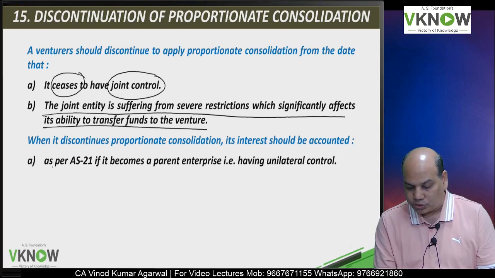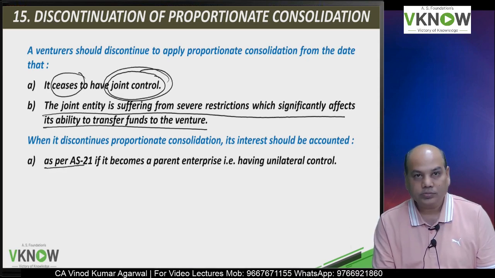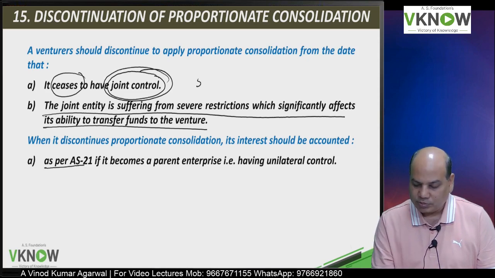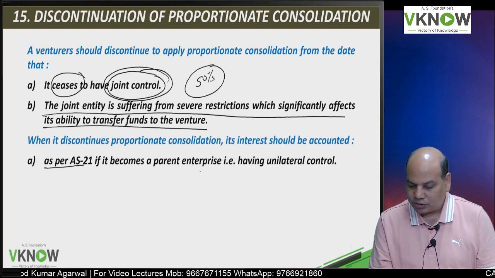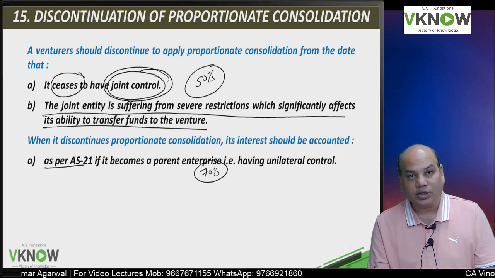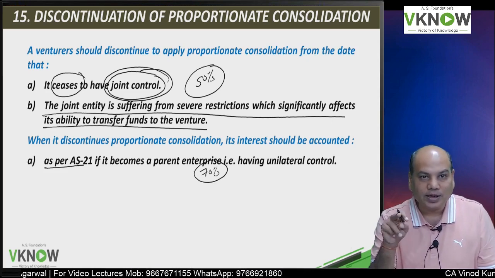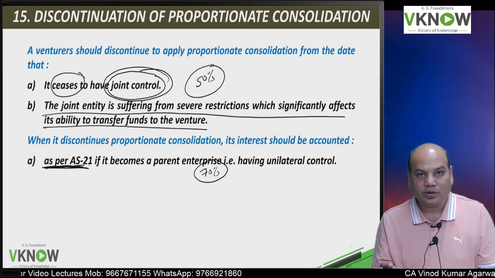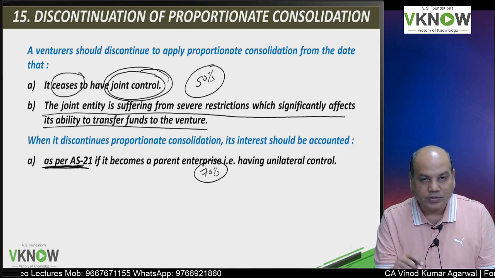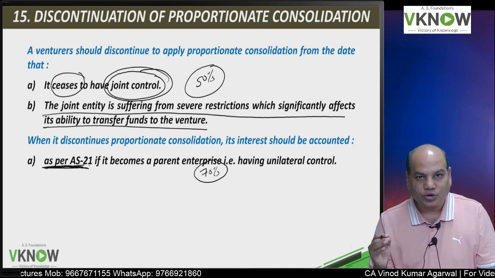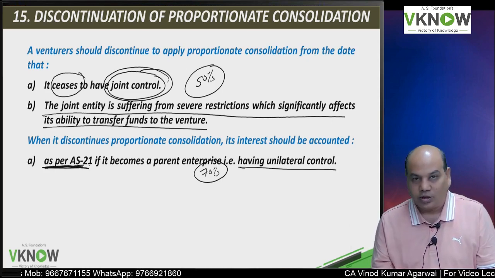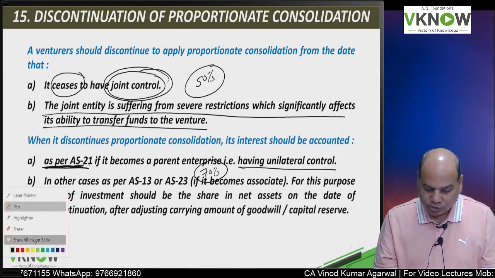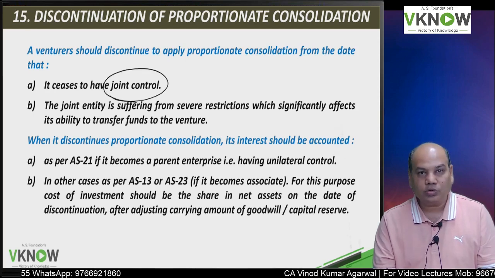Now suppose you had joint control, but now you have acquired control. Your stake was 50%, now your stake is 70%, you acquired 20% more, so you will not apply AS 27, but you are going to apply AS 21. Now you have become the parent, the other entity is your subsidiary, you have unilateral control, and you will apply AS 21. Second possibility, you have lost control.